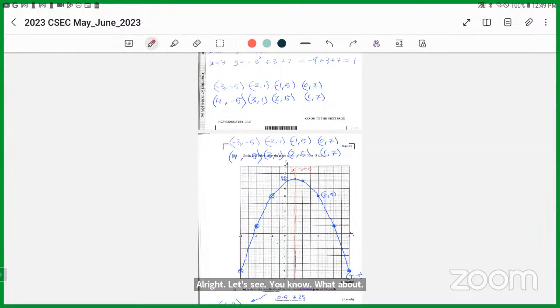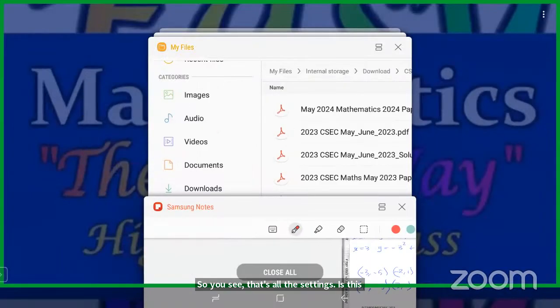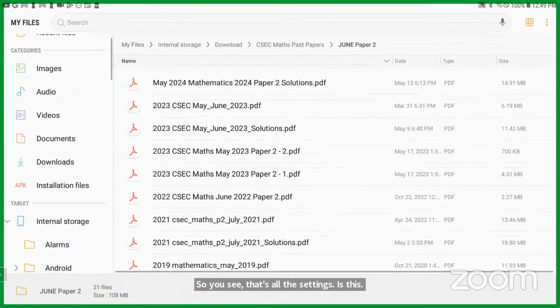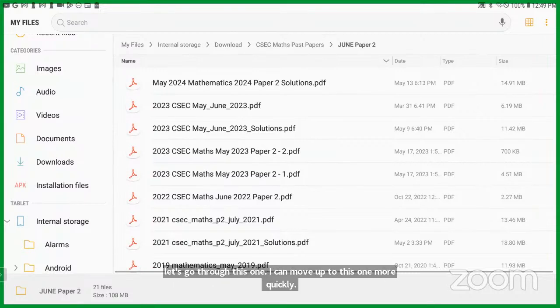So the next one was on July 2021. So you see, that's how they're setting the questions these days. So let's just go through this one. Maybe move through this one a little bit more quickly, because it's basically more of the same.